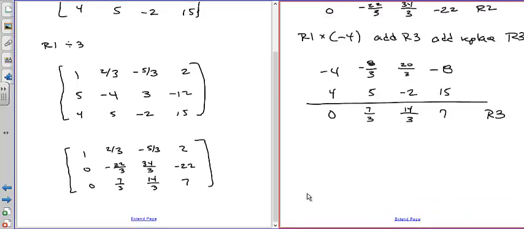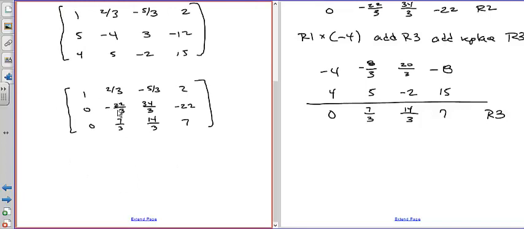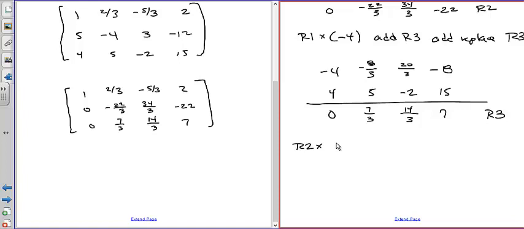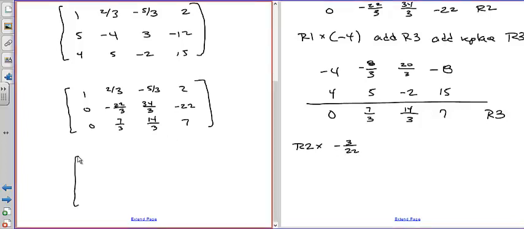Now what we're going to do is we want to get a 1 here. So to get a 1 in the second row, second column, we're going to multiply by the negative reciprocal of that. So we're going to take row 2 and multiply by negative 3 over 22. And then we'll replace that.